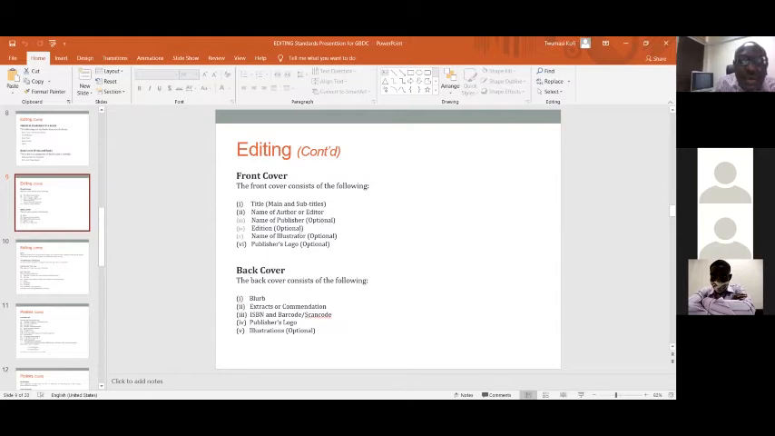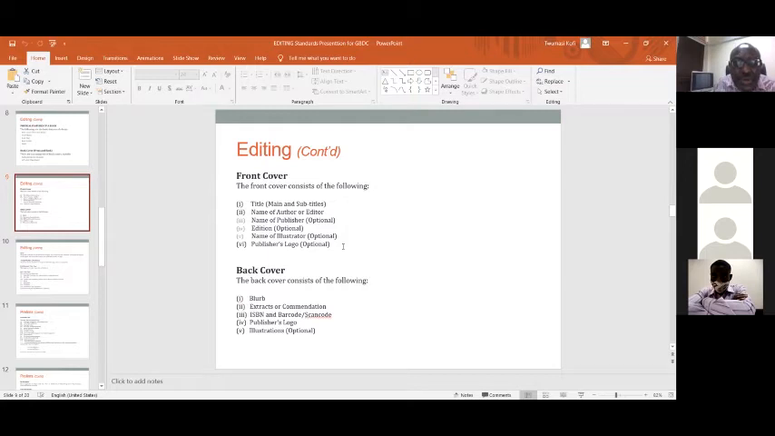Then you can put the edition, whether it is the 14th edition, 15th edition, that can appear on the front cover. And if it's a children's book, you'll have an illustrator doing the illustrations for you. That is the place where the name of the editor and the name of the illustrator will appear. And if you have a logo, you can put it there. Again, it's optional.